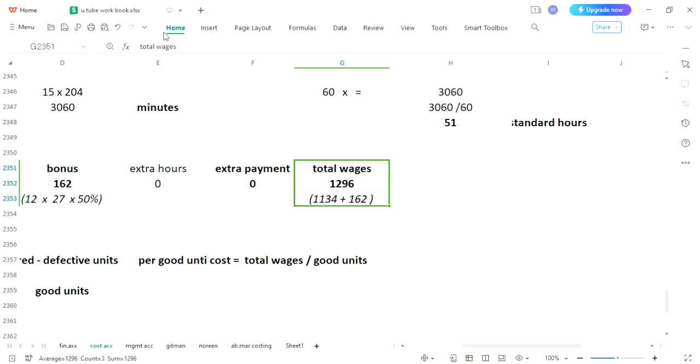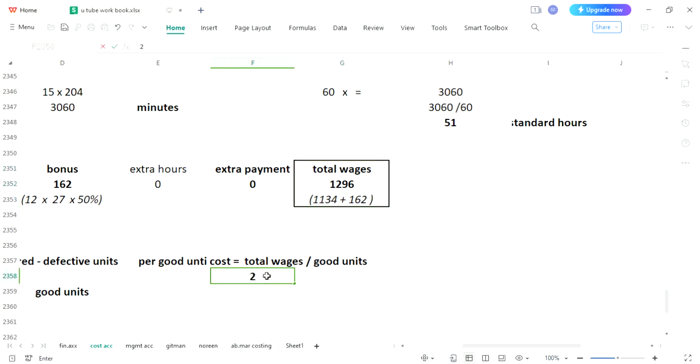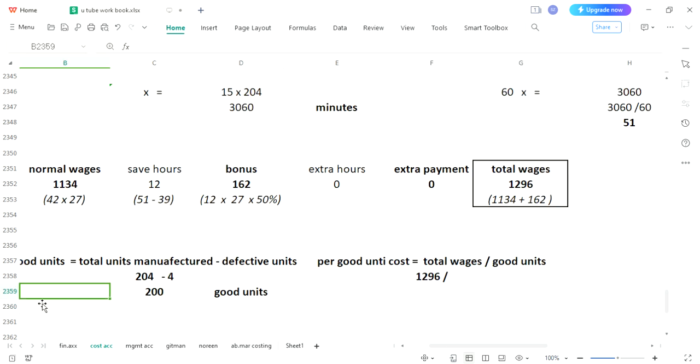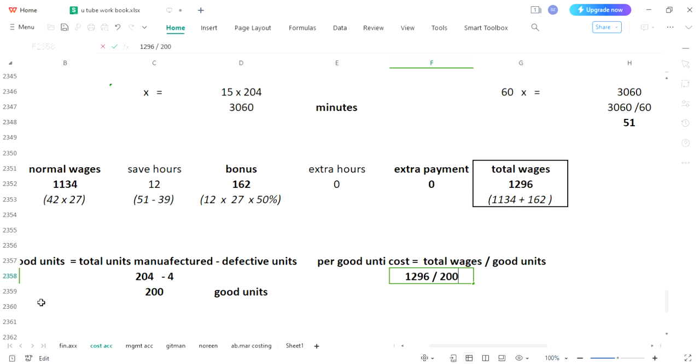Let's mark it the final answer. Total wages 1296. You can put it over here, 1296, and divided by your good units, and good units were calculated over here, 200. So just put it over here, 200. The statement is completed. Let's calculate 1296 divided by 200. So this is your final answer.